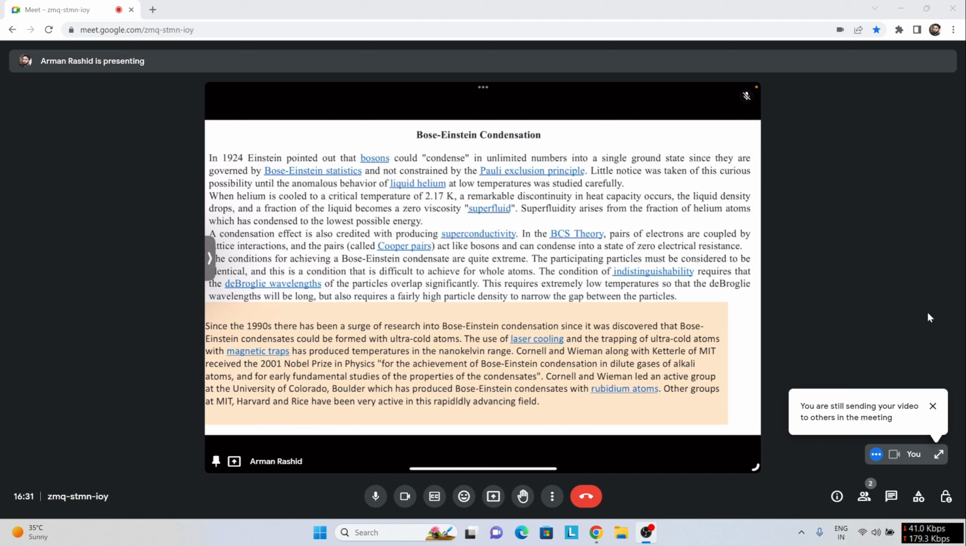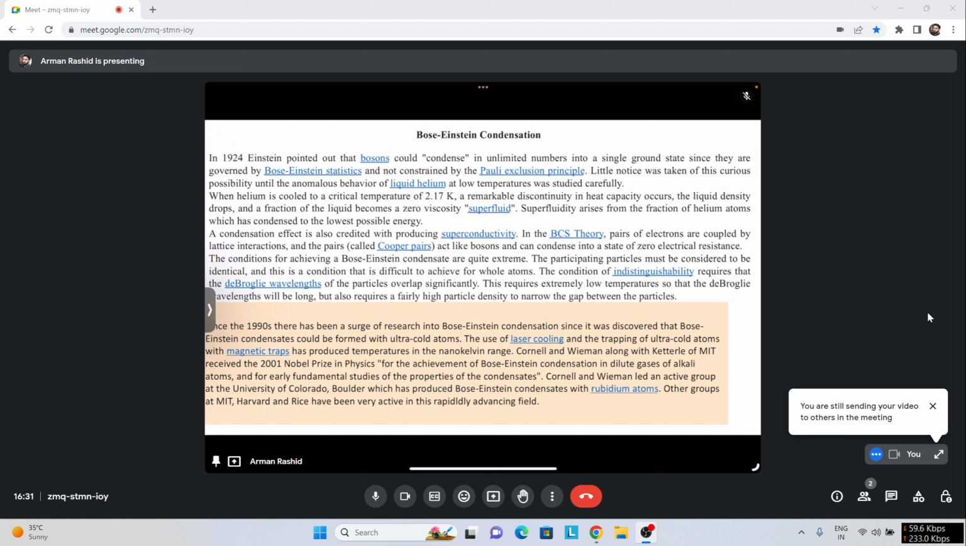Now the condensation effect is also credited with producing superconductivity. For example, in the BCS theory of superconductors, they proposed that a pair of electrons are coupled together by lattice interactions, and these pairs are called Cooper pairs. They act as bosons, and because of that they can go into a state of zero electrical resistance, which gives superconductivity.